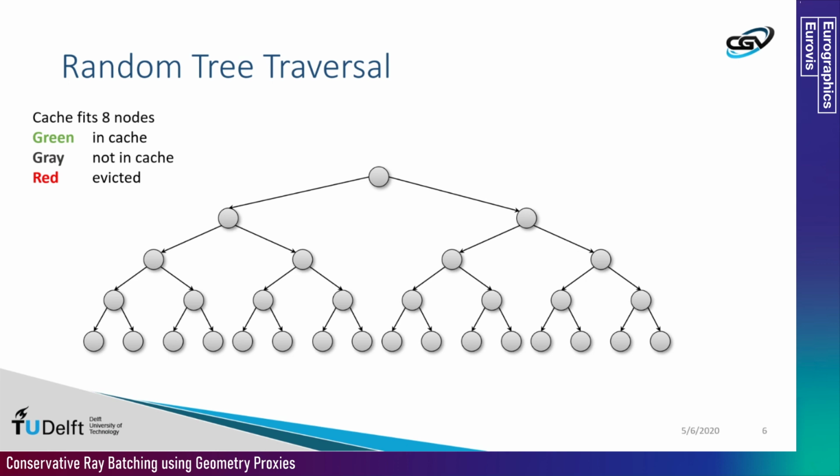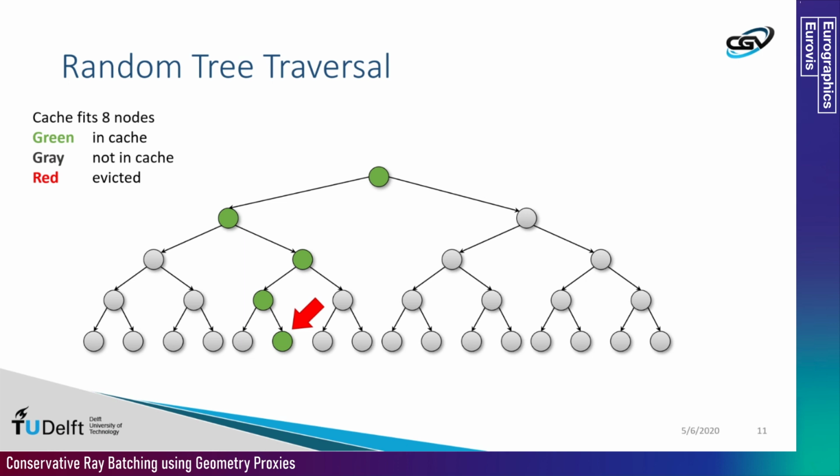Instead, our cache can only hold 8 nodes at a time. Initially, none of the nodes are in the cache, so we'll mark them as gray. If we want to find the first intersection along a ray, then we need to traverse the tree. When we access a node, it will be loaded into the cache, which we'll visualize by making it green. We keep traversing the tree until we reach a leaf node. A leaf node contains some of the geometric primitives, such as triangles, that make up the scene. We check whether the ray intersects any of these primitives.